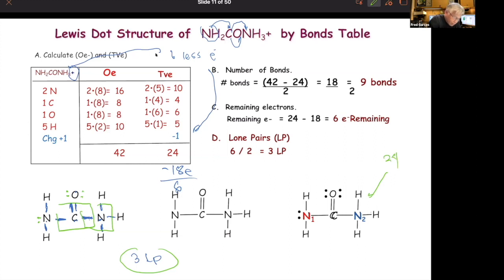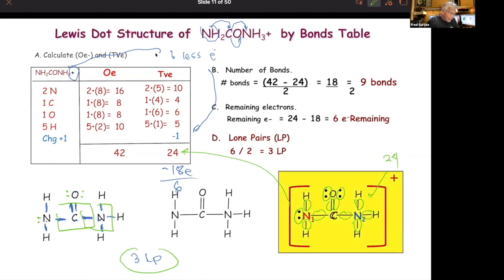This is 2, 4, 6, 8, 10, 12, 14, 16, 18, 20, 22, 24 electrons. And that has to be consistent with the total valence electrons. Okay. So again, pretty straightforward. It's an ion, so we put a bracket and a positive because that chemical has a positive charge.